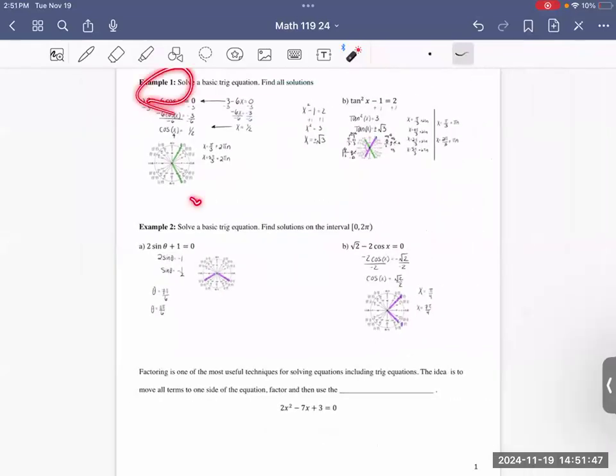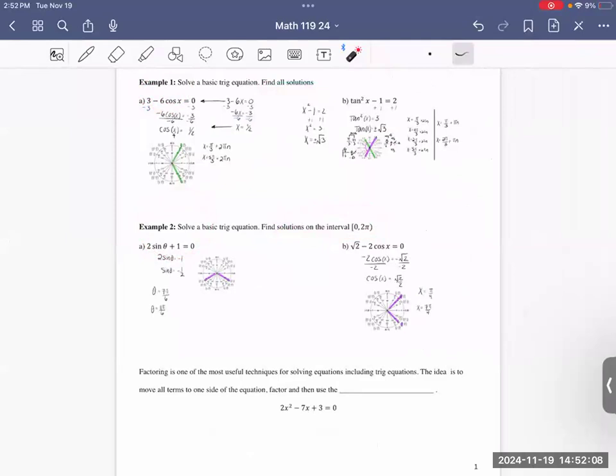So example 1 and 2 are essentially the same exact question. One is just asking for all solutions, and one is just asking for the solutions found within the first rotation. So that is just kind of from a linear perspective. Notice that you just add and subtract things across from the equal sign.